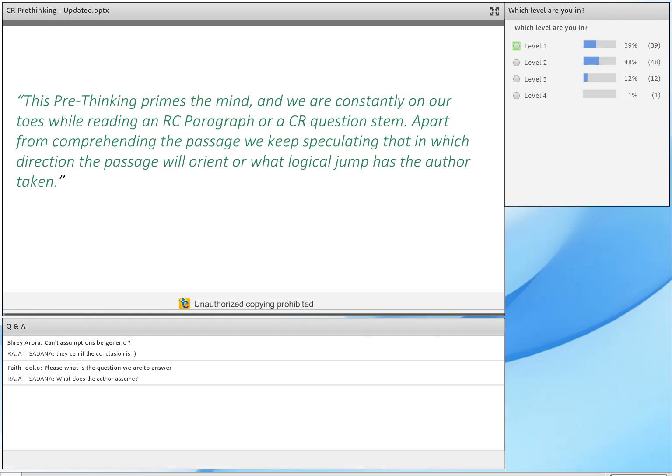Here's another one. It says this pre-thinking primes the mind and we are constantly on our toes while reading an RC passage or a CR question stem. Apart from comprehending the passage, we keep speculating in which direction the passage will orient or what logical jump the author has taken.